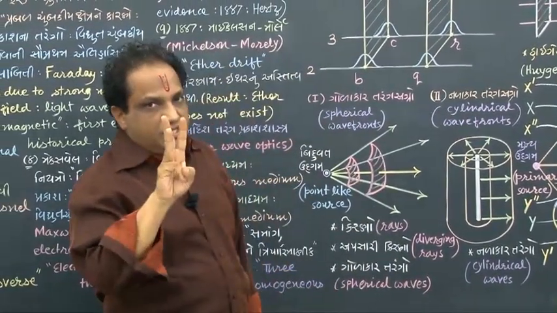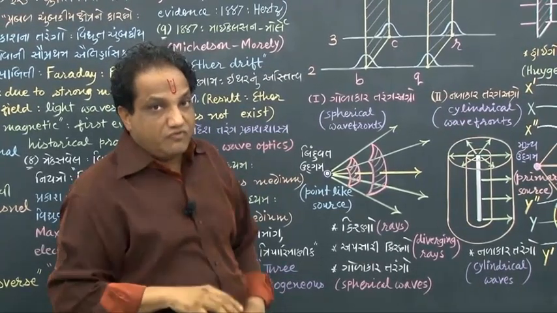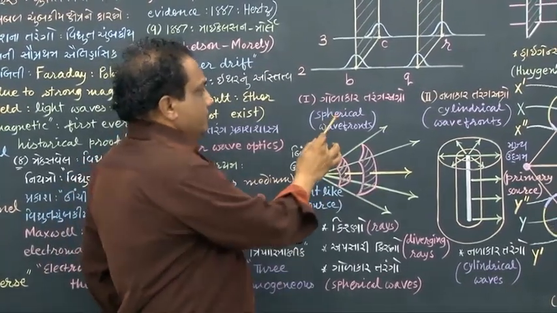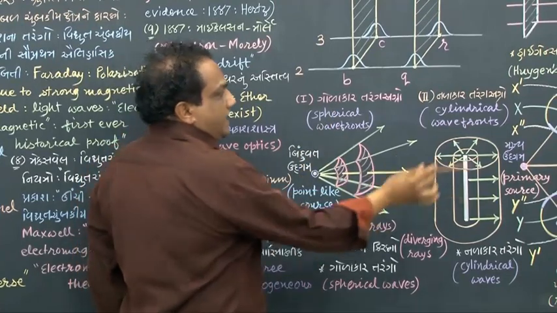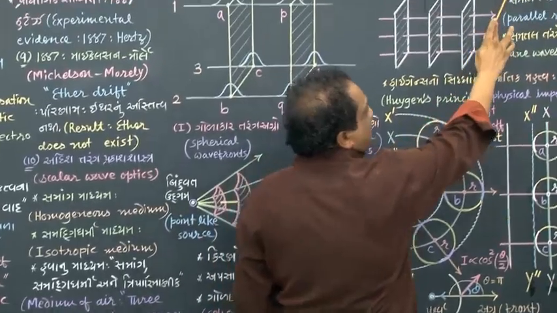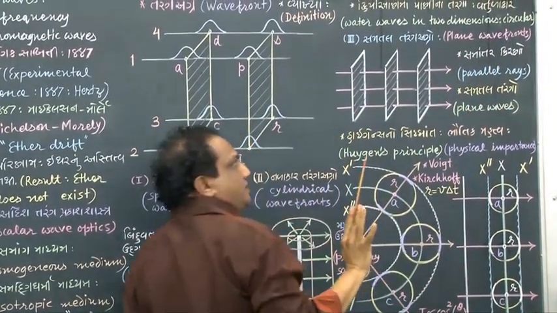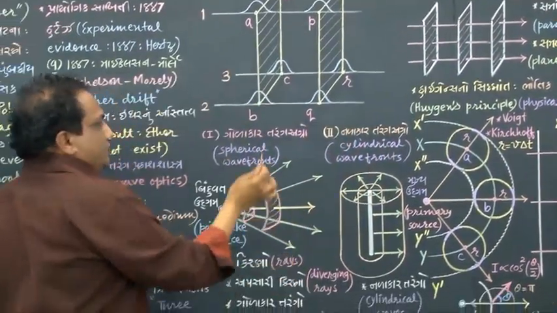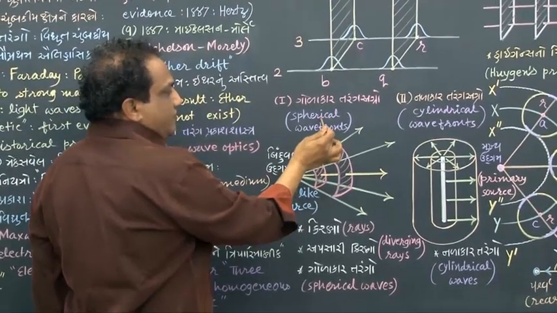In 3 dimensions, there are 3 main types of wavefront. One is called spherical wavefronts, second is called cylindrical wavefronts, and third one is called plane wavefronts. Let us see about them one by one. First of all, we talk about spherical wavefronts.